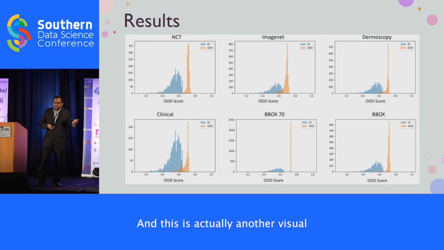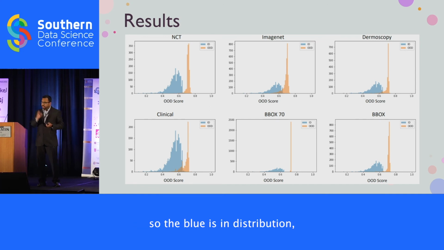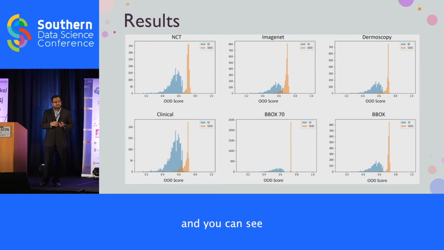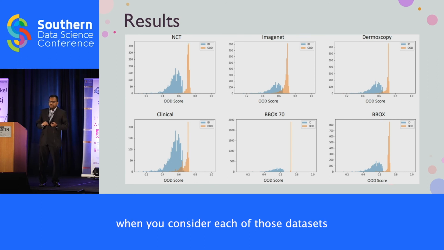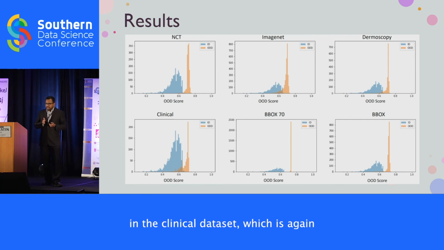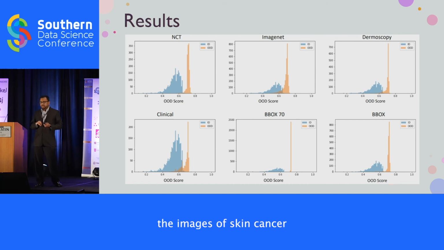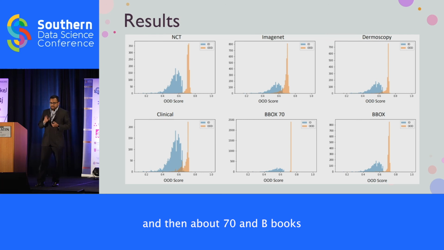And this is another visual way of showing the histograms. If you can see the OOD score, the blue is in distribution, the orange is out of distribution, and you can see a very nice separation of the histograms, the scores, when you consider each of those data sets, which is NCT, ImageNet, dermoscopy. There is a bit of an overlap in the clinical data set, which is again the images of skin cancer. And then BBOX 70 and BBOX also do pretty well.